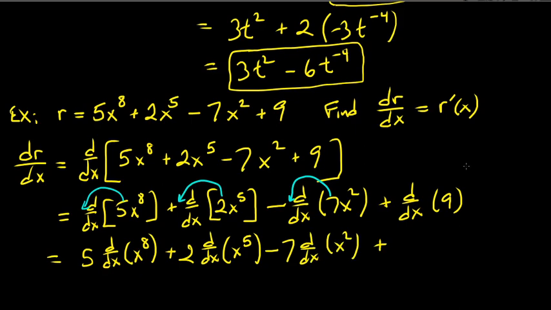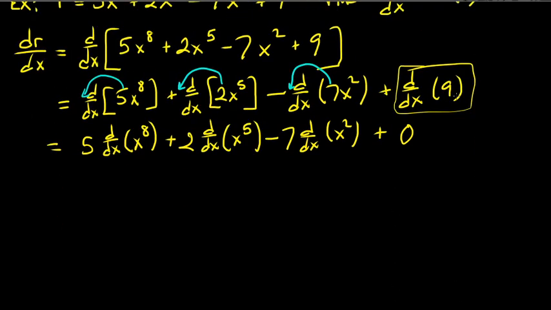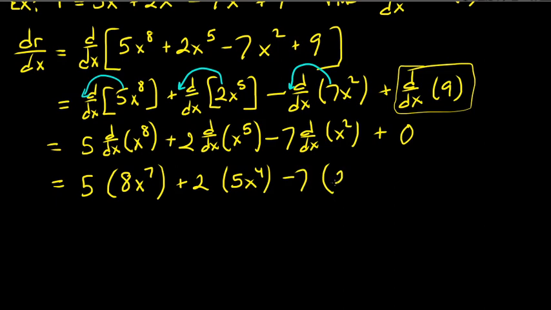what's the derivative of 9? Yeah, 9 is a constant. The derivative of a constant is 0, so the derivative of 9 is 0. Good. All right, now just use the power rule for each of these. If n is 8, the derivative of x to the 8 is 8x to the 7. The derivative of x to the 5, 5x to the 4. And the derivative of x squared, 2x to the 1, or just 2x. Plus 0, well, we don't need plus 0.